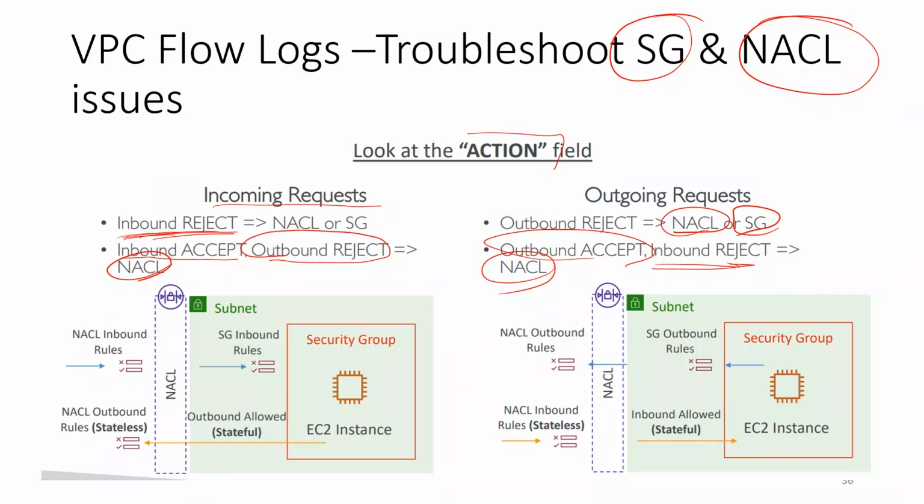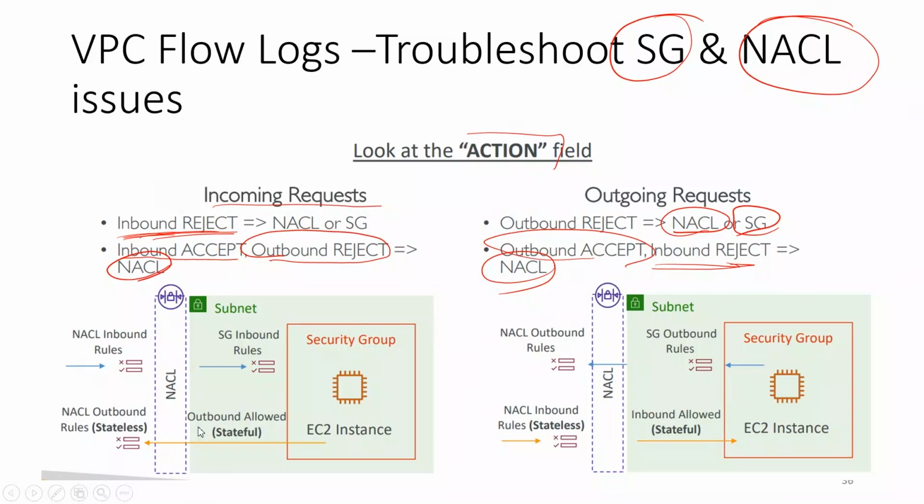So I hope you can use this technique to figure out any question in the exam. If it is alternate, outbound accept, inbound reject, or inbound accept, outbound reject, then basically something is wrong with only the NACL. Don't have to check the security group. But if there is one way accept or reject, for example, inbound reject altogether, then security group or NACL. I hope that makes sense now.